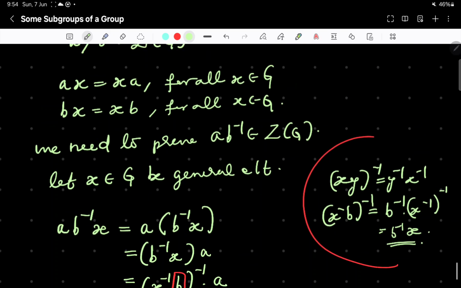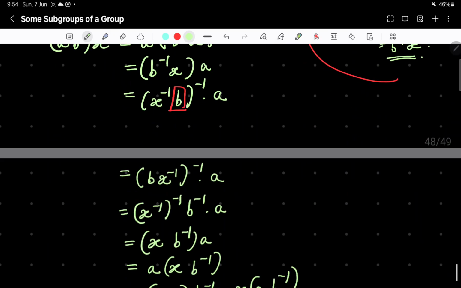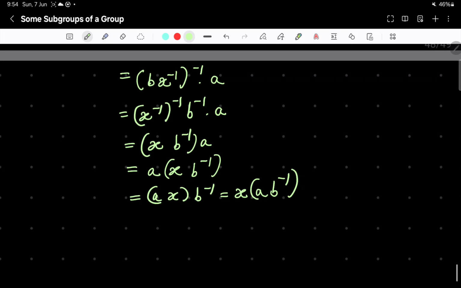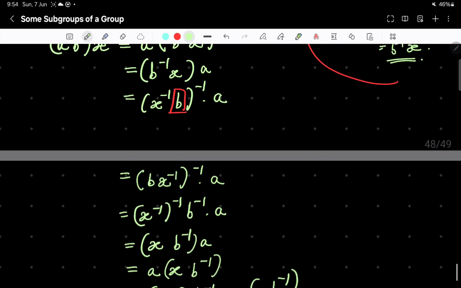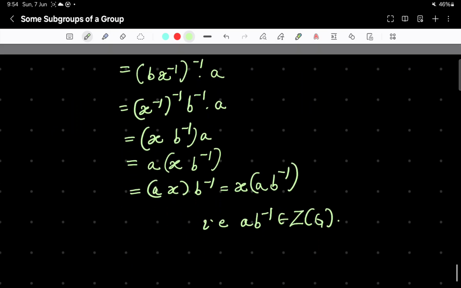So what you proved is AB inverse x equal to x AB inverse. That means AB inverse commutes with everybody. That is, AB inverse is in Z of G. So we are done. In that fashion we can prove that Z of G is a subgroup. This is for any group. So in any group, you collect all elements which commute with every element of G, and this becomes a group.